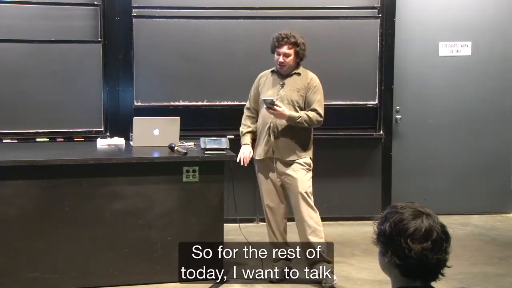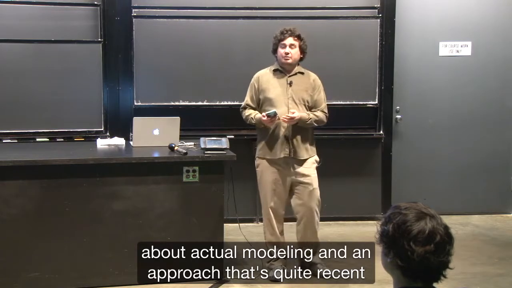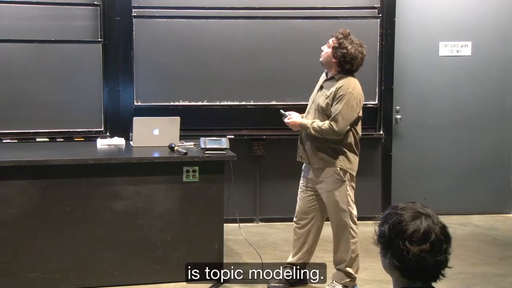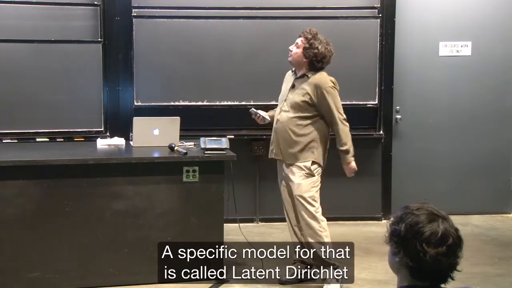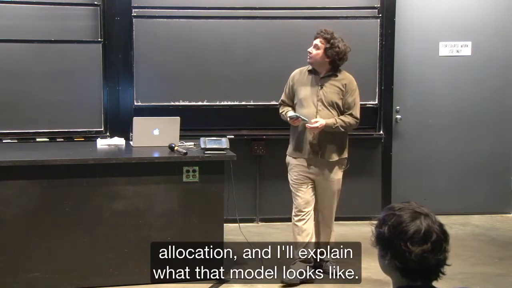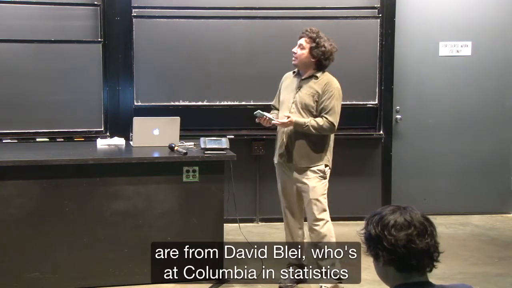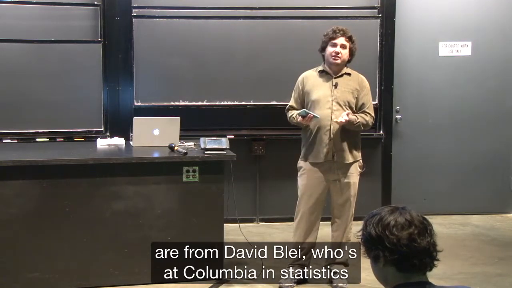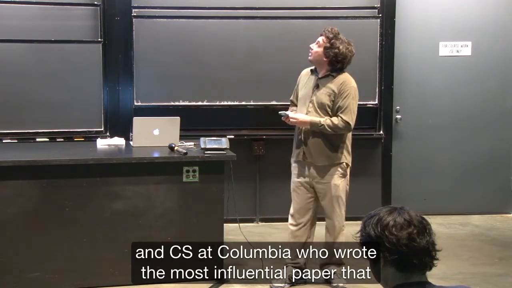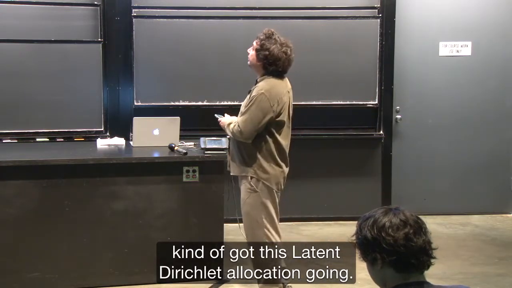So for the rest of today, I want to talk about actual modeling, and an approach that's quite recent but has been very influential and found a lot of applications: topic modeling. A specific model for that is called latent Dirichlet allocation, and I'll explain what that model looks like. This picture and a lot of the ideas here are from David Blei, who's at Columbia in Statistics and CS, who wrote the most influential paper that got this latent Dirichlet allocation stuff going.